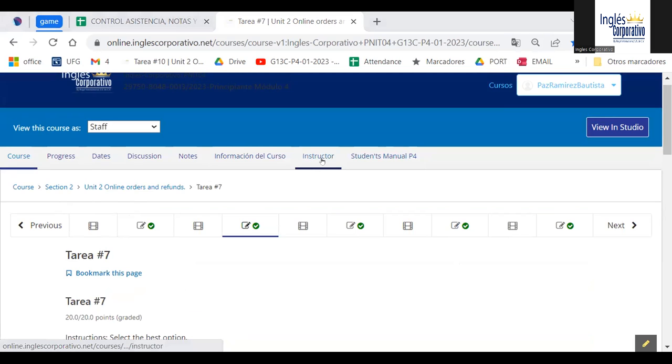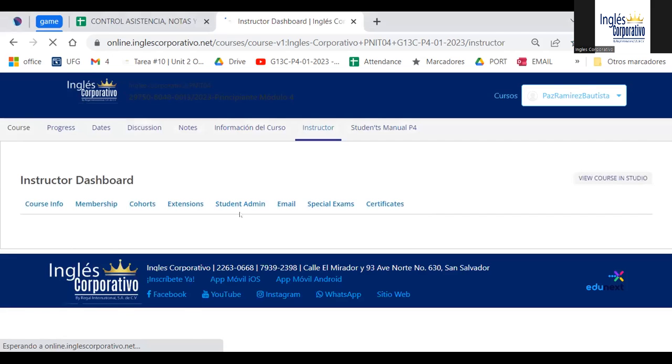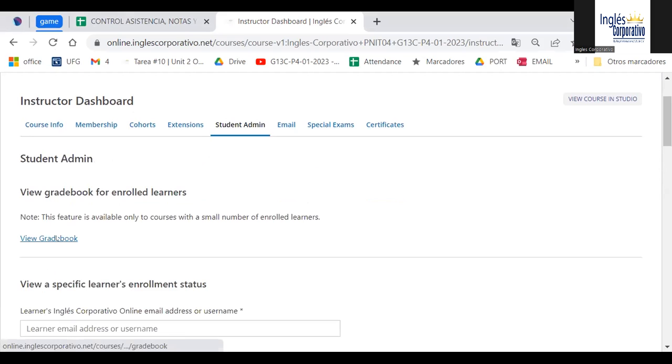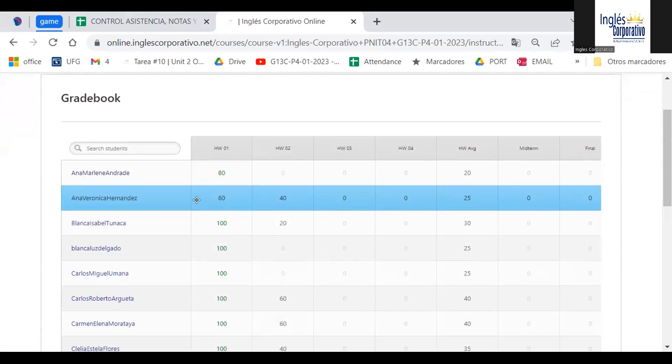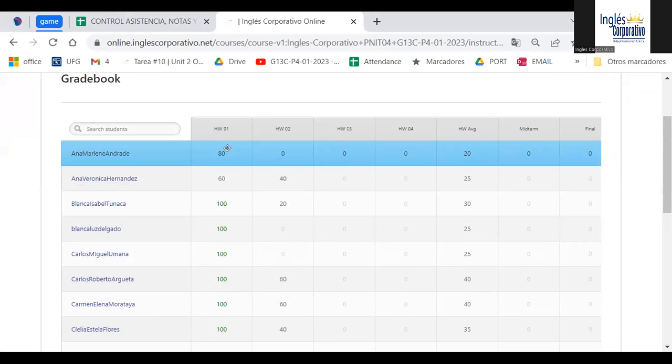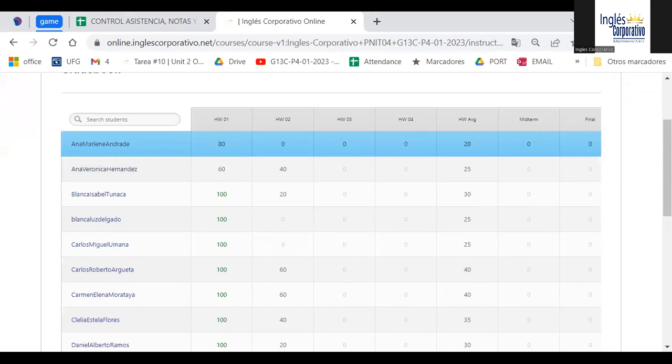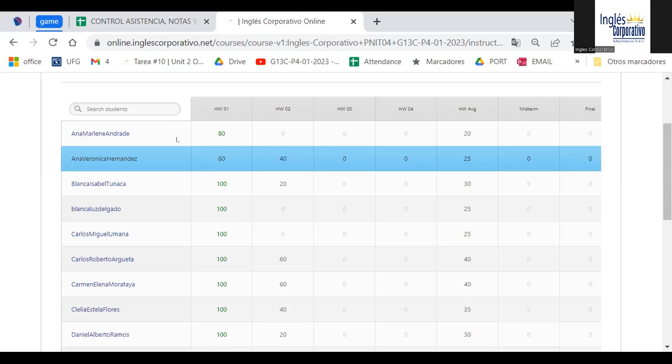Okay, so we're going to check how you're doing. Let me see. Where's that information here? I'm going to check the gradebook. Okay, Ana Marlene Andrade, well done. Homework one. It means that you're missing some activities week number one. Muy bien, si acá no les aparece en el homework one el 100%, so it means that you're missing one activity or two, I think. Quiere decir que aquí me le falta una actividad o dos, si no está completa al 100%. So just check. Ana Marlene Andrade.